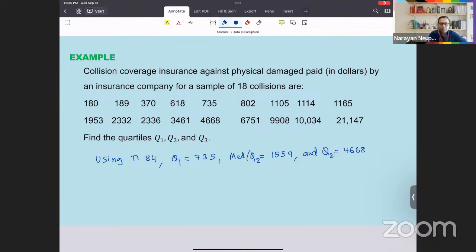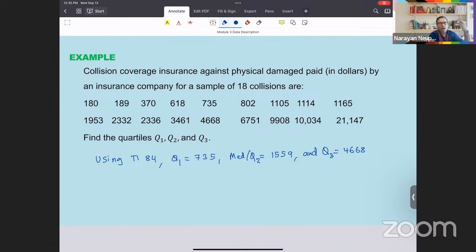So you can see that it's fairly easy. All you need to do is plug in all the values in the calculator and get these 3 things or 5 things, whatever is required. If you're asked to find the 5 number summary, you also need to include the minimum and maximum. Okay, any question on this? If you have no question, that is perfect. Let's move on to the next one.